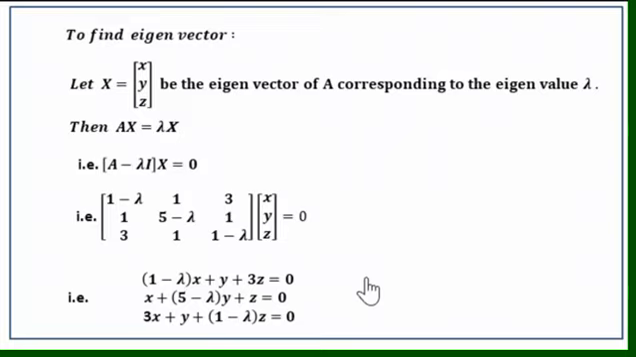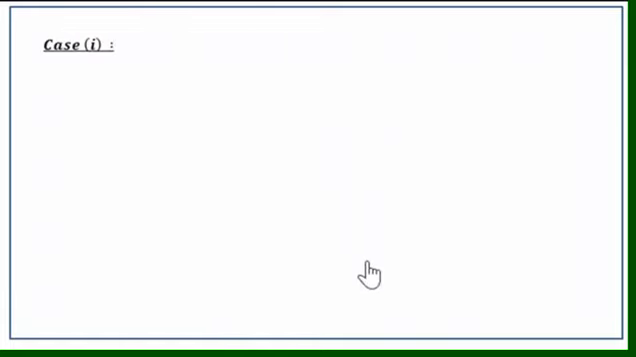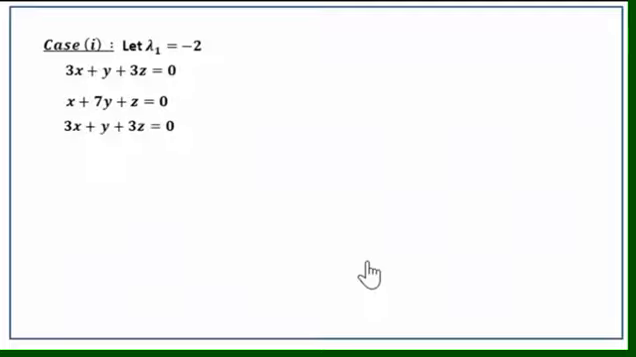Suppose lambda equals minus 2, then the first equation becomes (1 minus minus 2)x plus y plus 3z equal to 0, that is 3x plus y plus 3z equal to 0. The second equation becomes x plus 7y plus z equal to 0. And the third equation is now 3x plus y plus 3z equal to 0. So we get these three equations by taking lambda 1 equal to minus 2 in the homogeneous system of equations.